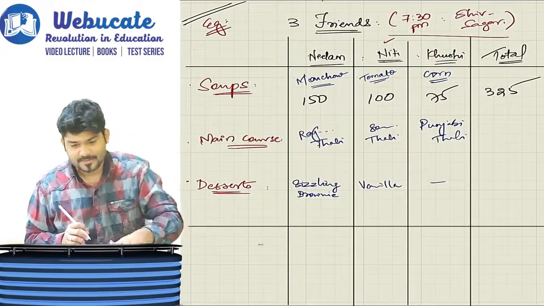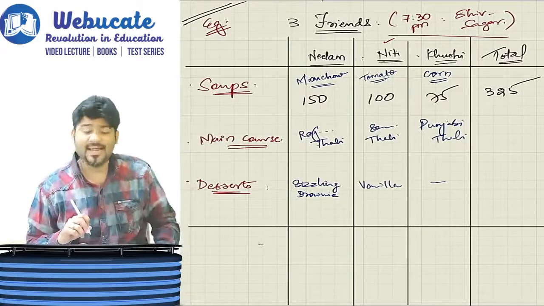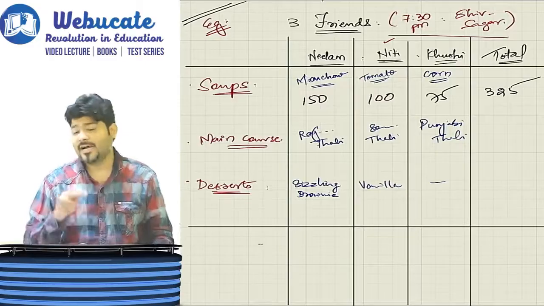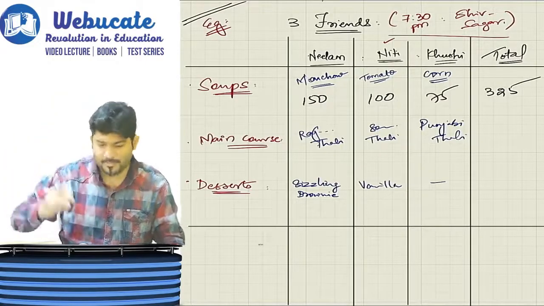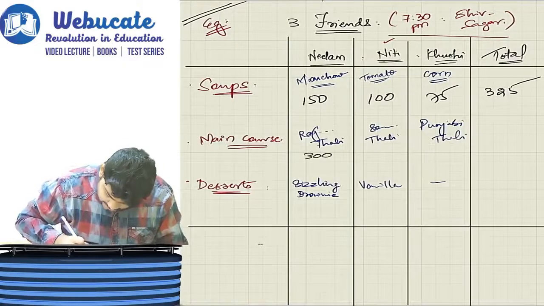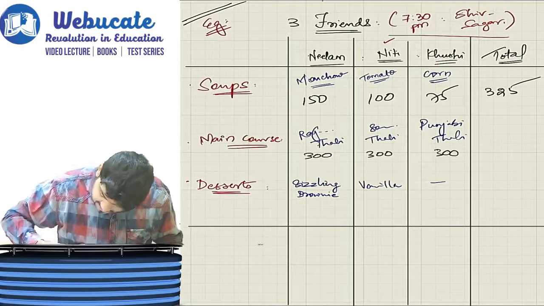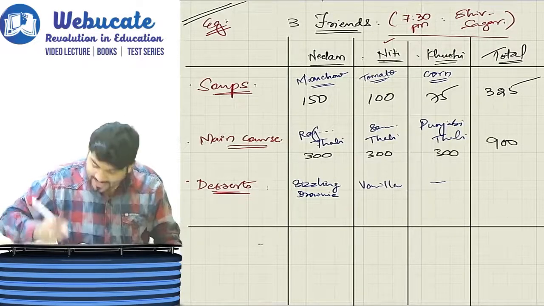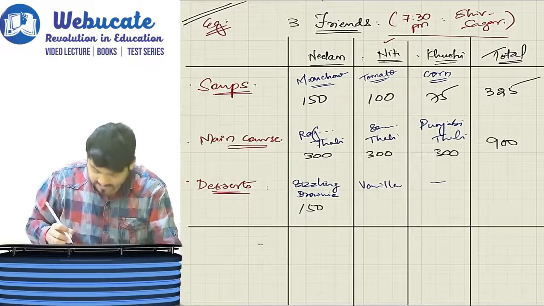Okay. Then you have thali. Now this Shiv Sagar Hotel has a clear system. For thali, they charge rupees 300 per thali. They have a clear mandate. So irrespective of the thali that you have, it will always be charged the same, which is 300, 300, 300, and it becomes 900.